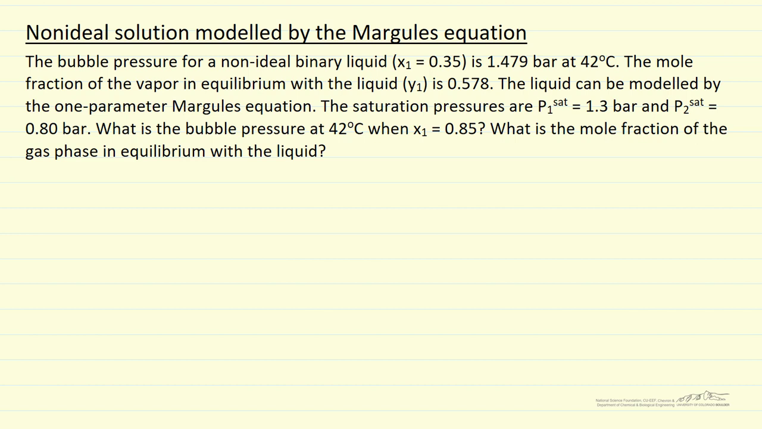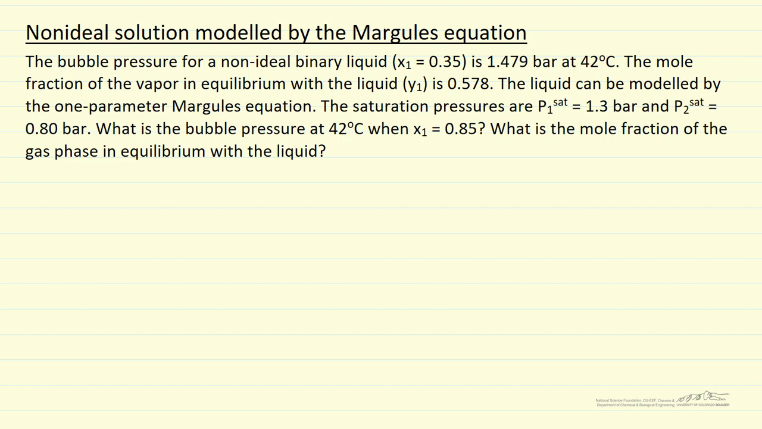So this is a problem where we're given information at one mole fraction for a binary mixture in vapor-liquid equilibrium. We're given the mole fraction x1, the pressure at a temperature of 42 degrees C, and the vapor phase mole fraction that's in equilibrium with it. And we say we can model this by the one-parameter Margules equation.